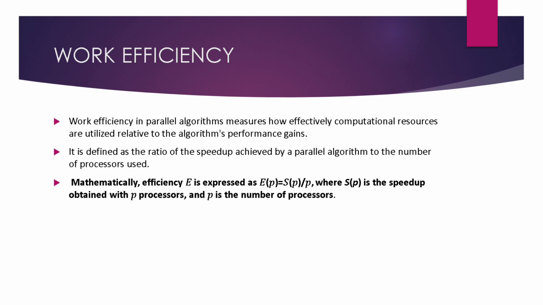So work efficiency. In parallel algorithms, work efficiency measures how efficiently computational resources are utilized relative to the algorithm's performance gains. It is defined as the ratio of the speedup achieved by a parallel algorithm to the number of processors used. Mathematically, efficiency E is expressed as E(P) = S(P) / P, where S(P) is the speedup obtained with P processors and P is the number of processors.